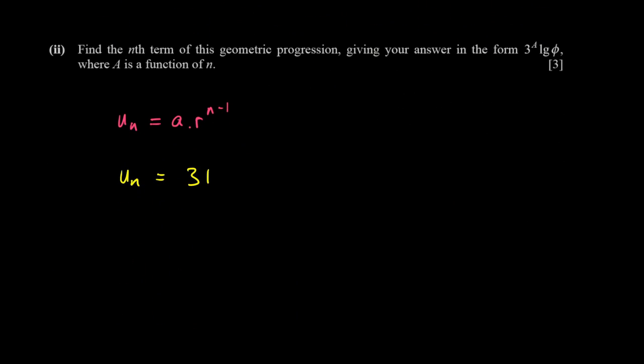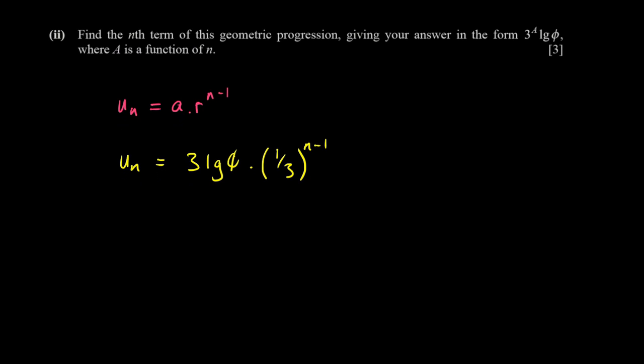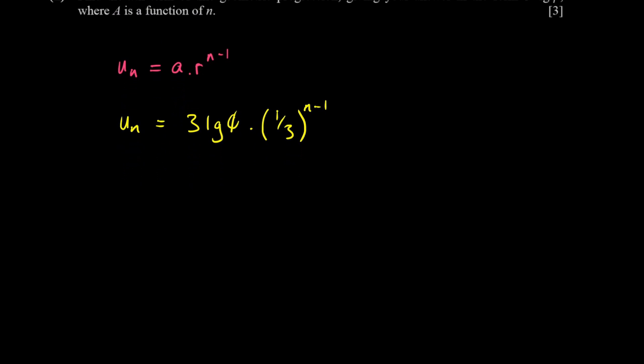So 3 log phi times by r. Now, the common ratio was a third, wasn't it? To the power n minus 1. Well, how could I rewrite a third? A third I could write as 3 to the power -1. So this is 3 log phi times by 3 to the power -1, all to the power n minus 1.